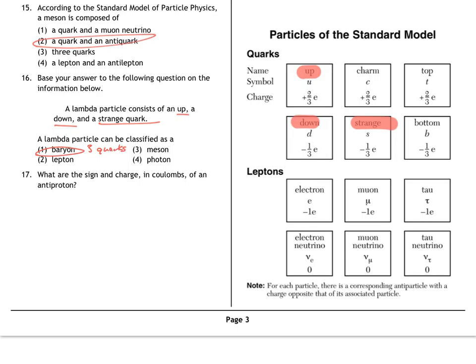They want to know what's the sign and charge in coulombs of an antiproton. A regular proton in coulombs would have a charge of 1.67 times 10 to the negative 19 coulombs, positive. But an antiproton, of course, would be negative 1.67 times 10 to the negative 19 coulombs, which is the charge of an electron, by the way. They just want the sign and the charge. So this must be the answer.